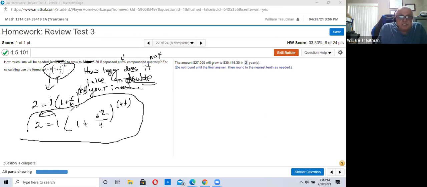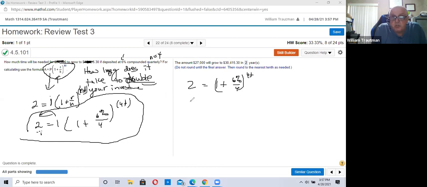First, we take the 1 to the other side by dividing by 1, that's pretty easy. 2 divided by 1 is still 2. So I'm going to put 2 over 1 equals 1 plus 6% over 4, raised to the 4t power. And since 2 over 1 is 2, I'm just going to leave it as 2.